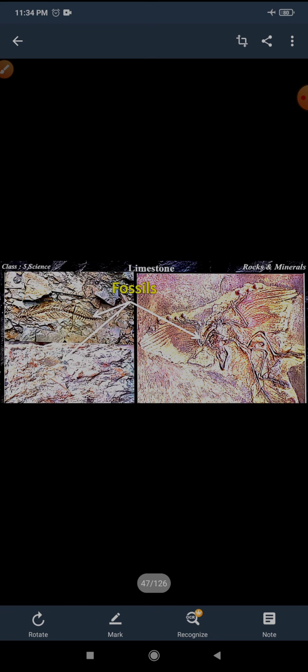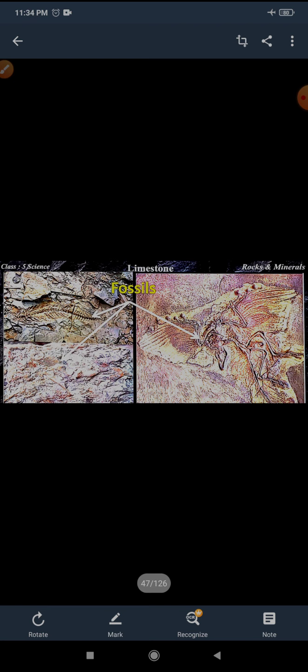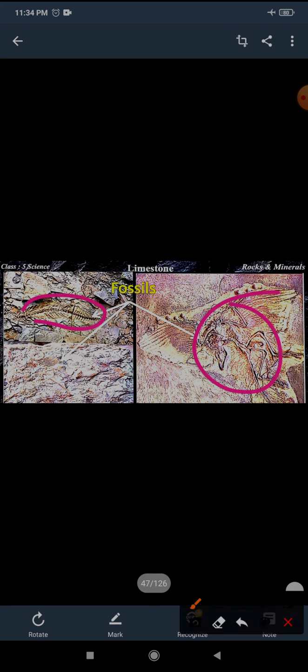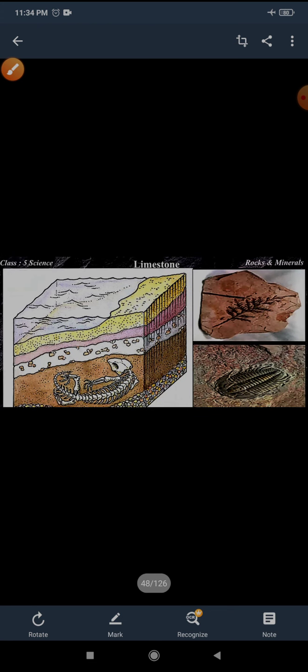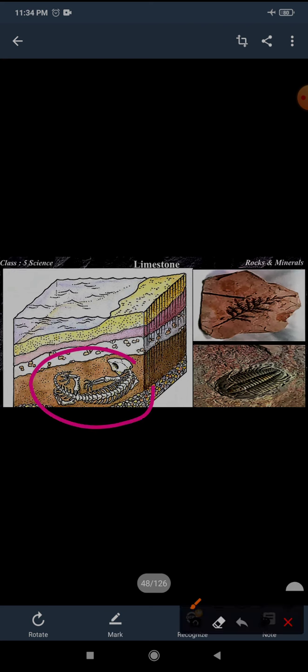Many sedimentary rocks have fossils. Here you can see in the picture the fossils. Here you can see the images of how it is inside. See the bone, you can see the skeleton. When you look minutely, they have fossils in them because along with the bits of rocks, animals and plants also get deposited during rock formation. Here in the image you can see the animal and the plant.